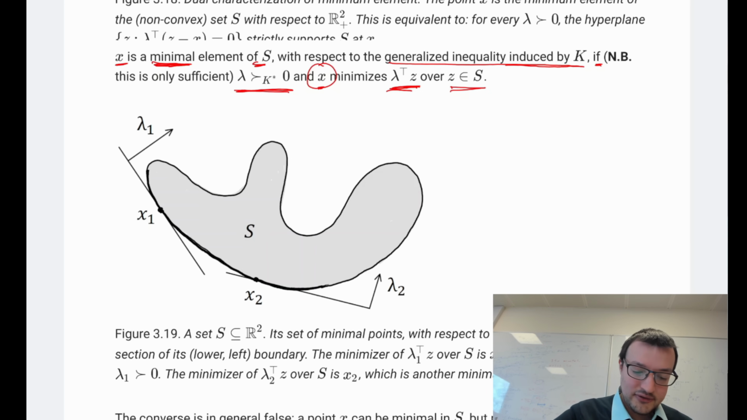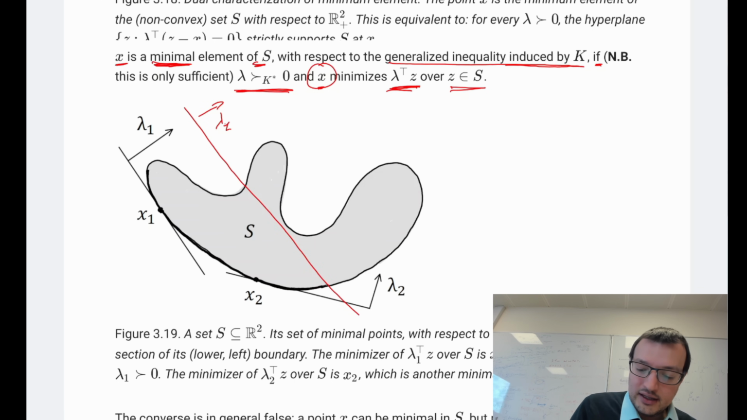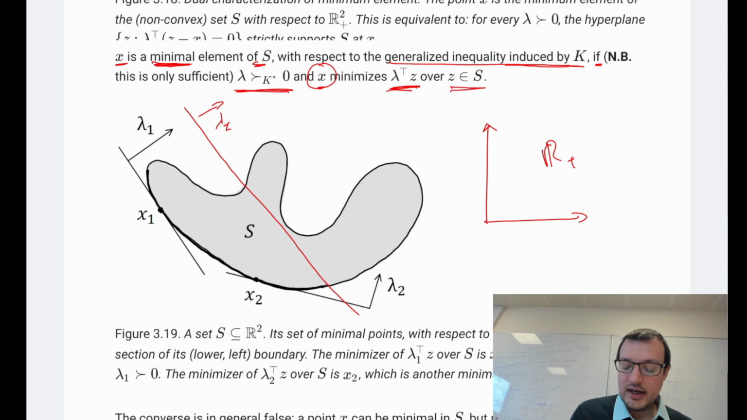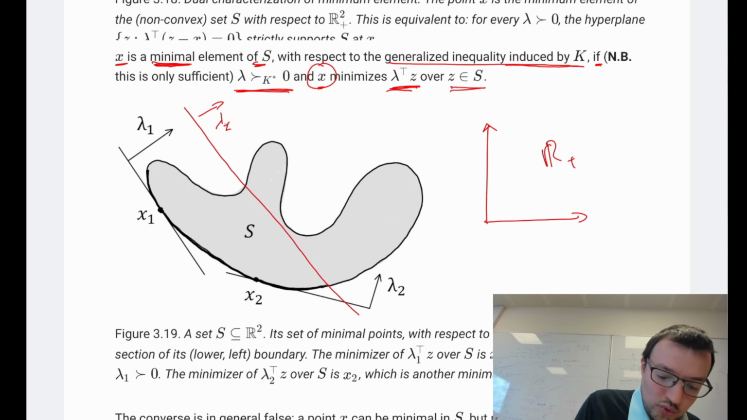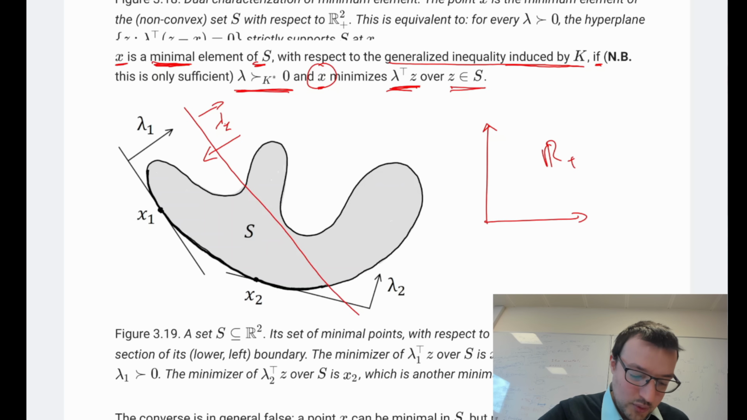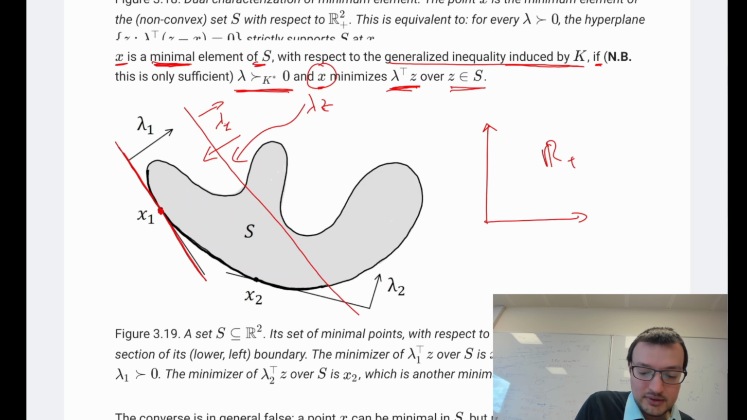For instance, if we take this hyperplane associated to lambda 1, again we are minimizing with respect to the cone R plus, so the component-wise inequality, and again the dual inequality here is associated to R plus. Minimizing here means pushing this hyperplane in this direction, and we end up selecting a minimizer, this point over here, that minimizes this specific lambda transpose z. This is essentially the hyperplane associated to lambda transpose z.